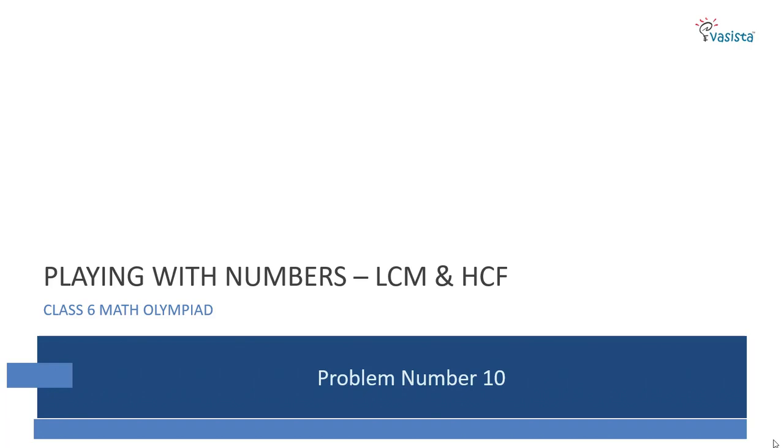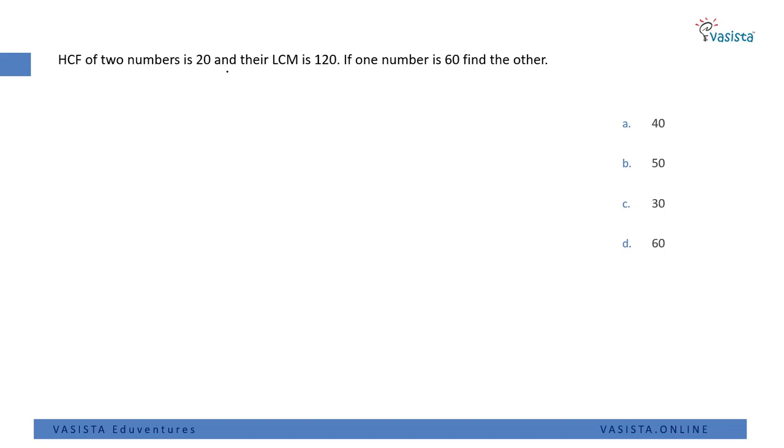Let us start working on problem number 10. Right here the question is what? The HCF of two numbers is 20 and their LCM is 120. If one number is 60, find the other, right? So this is similar to the previous problem.